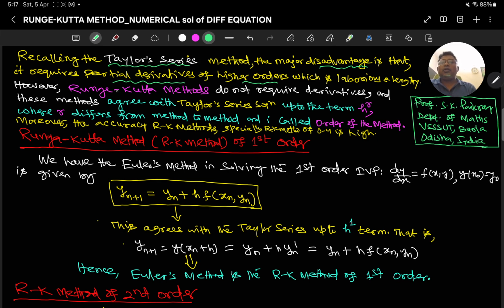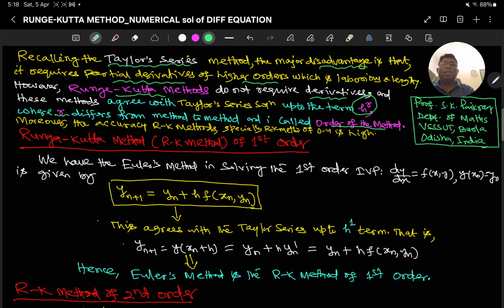However, the Runge methods do not require derivatives, and these methods also agree with the Taylor series solution up to the term h to the power r. As I have told you, the Runge method of order 1 agrees with two terms, containing up to the power h to the power 1, right? Now this up to h to the power r, where r differs from method to method, is called the order of the method, right? It's called the order of the method.